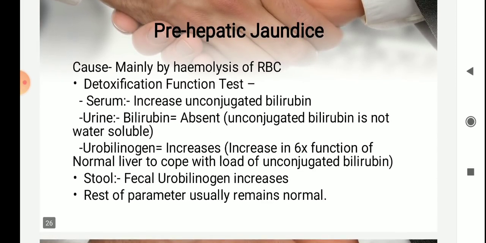So pre-hepatic jaundice causes hemolysis of RBC, detoxification function test. So there is increase in unconjugated bilirubin. So urine bilirubin absent. The unconjugated bilirubin is not water soluble. Okay. So the urobilinogen increased. Stool, fecal urobilinogen is increased. Rest of the parameters usually within the normal limits.